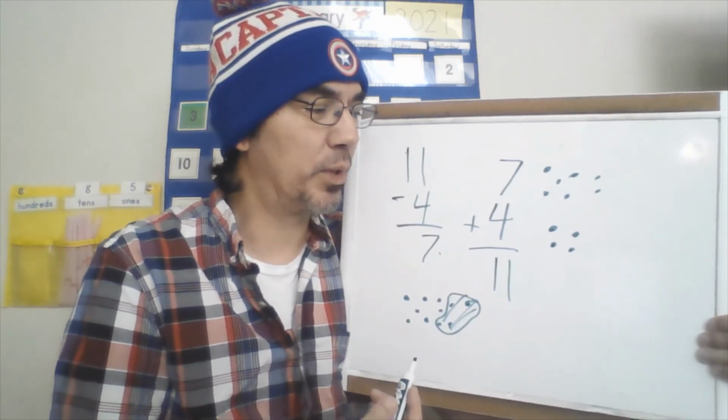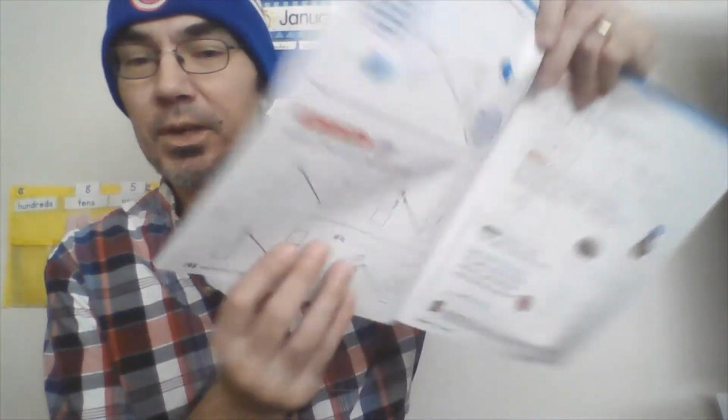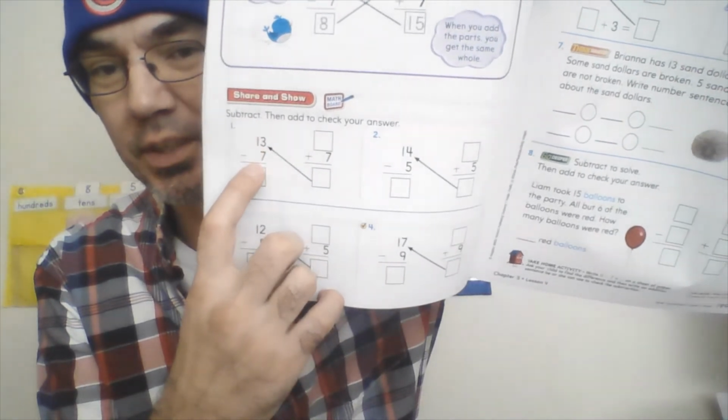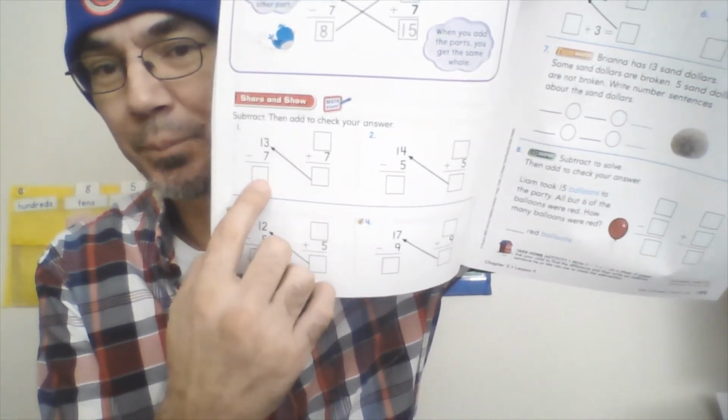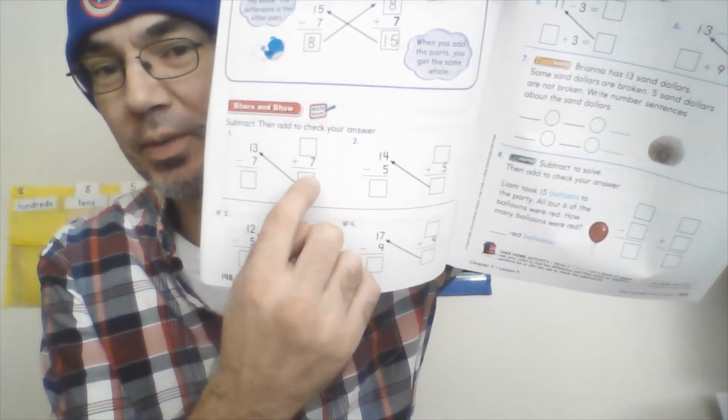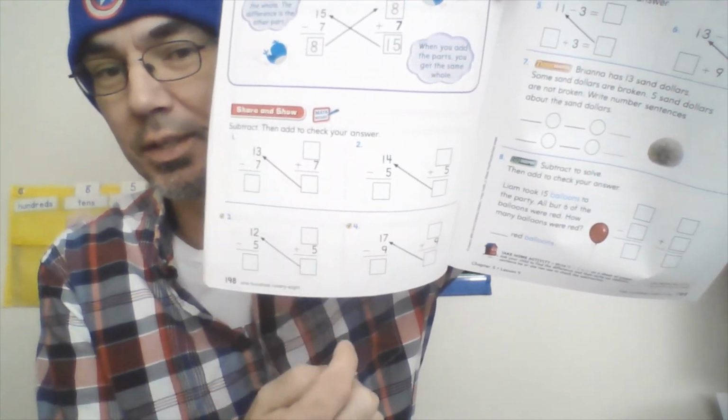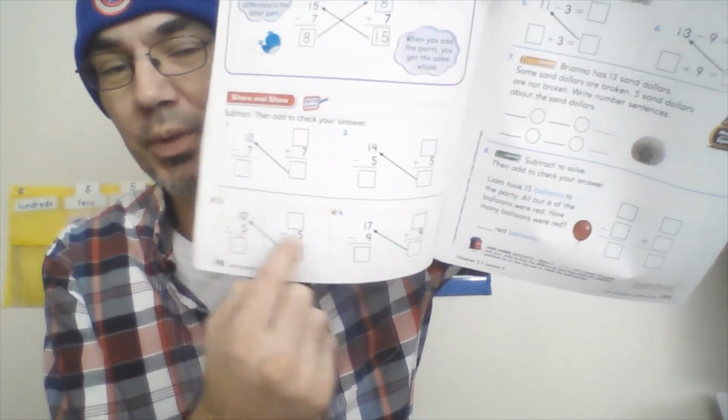All right, boys and girls, we are going to do our best with this. I'm going to have you guys work in your workbook on page 198. I'm going to have you do numbers 1 through 4. We already did number 1, so hopefully you were paying close attention to that. If not, go ahead and figure it out. There it is. There's 13 minus 7. Find the answer. When you have that answer, you put it up here, you add it to 7, and hopefully you get 13. So on page 198, 1, 2, 3, and 4.